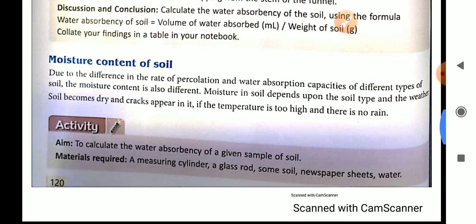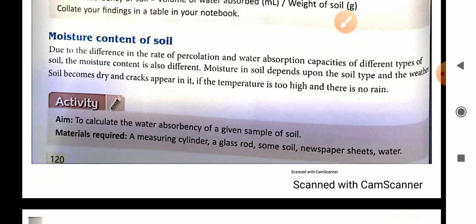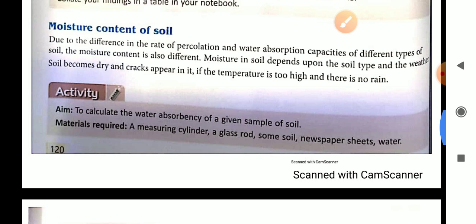Third is moisture content of soil. Due to the difference in the rate of percolation and water absorption capacities of different types of soil, the moisture content is also different. Just now you have read that all the soils have different water absorbency and also rate of percolation. So the moisture content will also be different in different types of soil. It depends on the soil type and the weather.